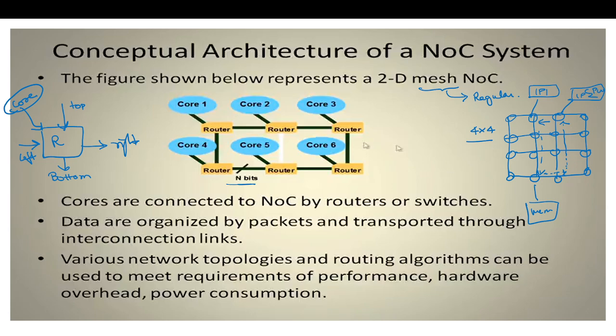The figure shown below represents a 2D mesh NoC. Cores are connected to the NoC by routers or switches. Data are organized in packets and transported through interconnection links. Various network topologies and routing algorithms can be used to meet the requirements of performance, hardware overhead, and power consumption.